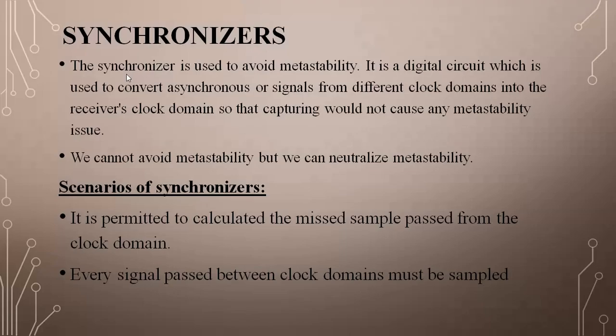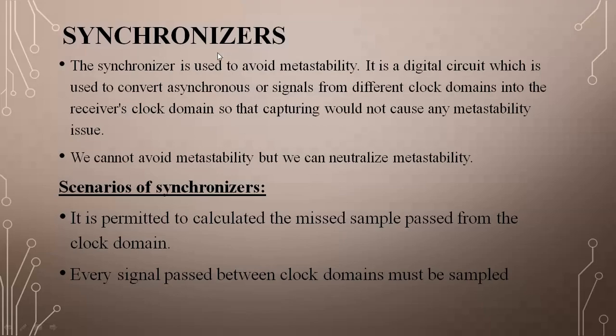Due to this metastability, there is a chance of losing data, and a chance of losing data coherence and so on. So how do we avoid metastability? We cannot avoid metastability completely, but we can neutralize it. Whatever flop we take, we will have a chance of getting metastability if it is an asynchronous clock. So we cannot permanently avoid metastability, but we can neutralize it. How can we neutralize it? We can neutralize it by using synchronizers.